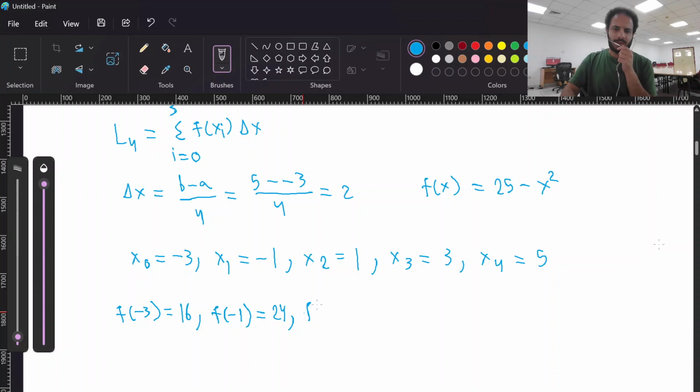Then f of 1 also 24. F of 3, 16. 25 minus 9 is 16. Then f of 5, 0.